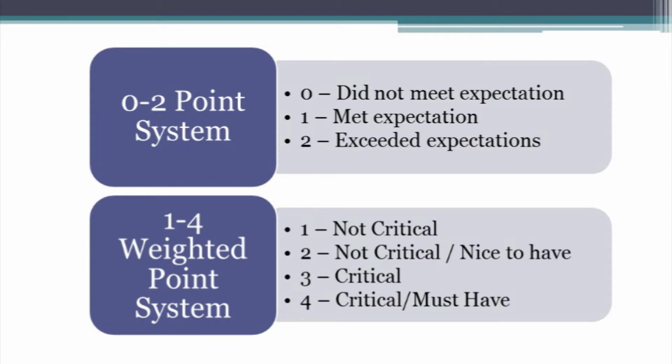The next is a weighted point system. This weighted point system will help you evaluate what areas are very critical or important to your organization. I would suggest a 1 to 4 point system. 1 being not critical, 2 not critical, nice to have, 3 critical, and 4 is a critical must-have.